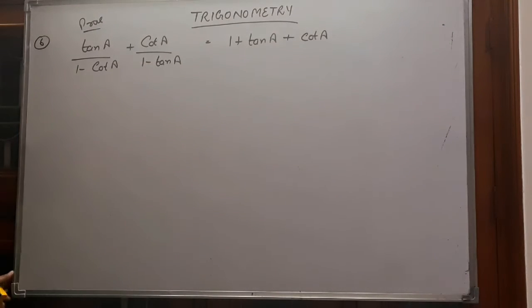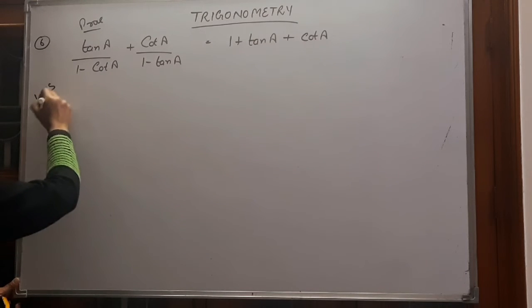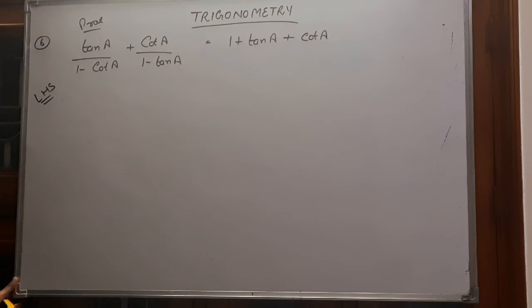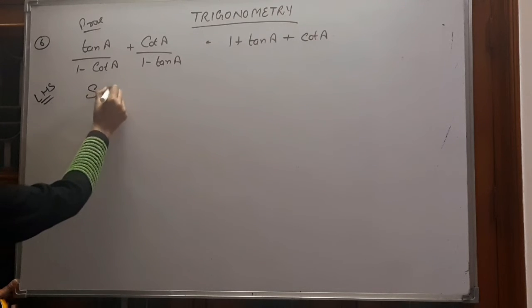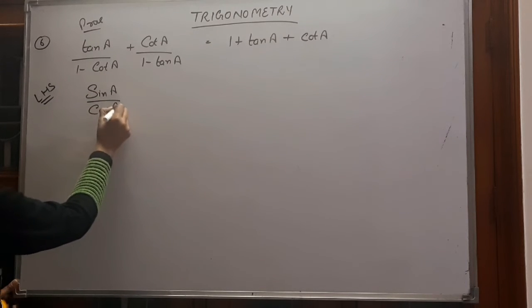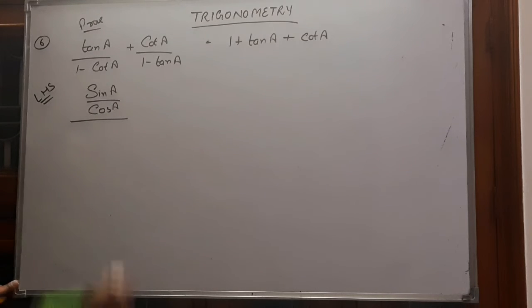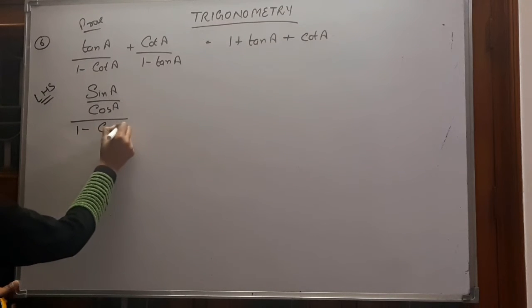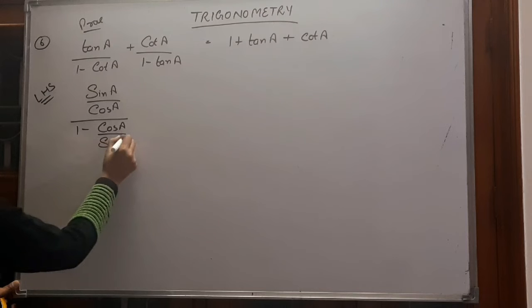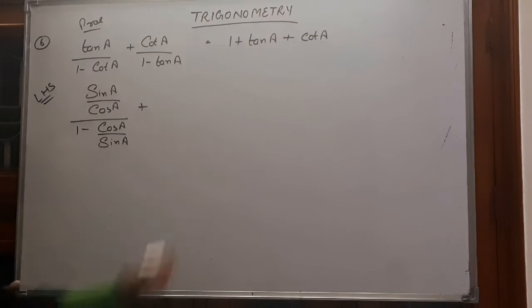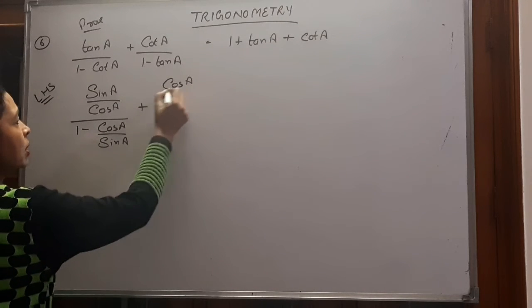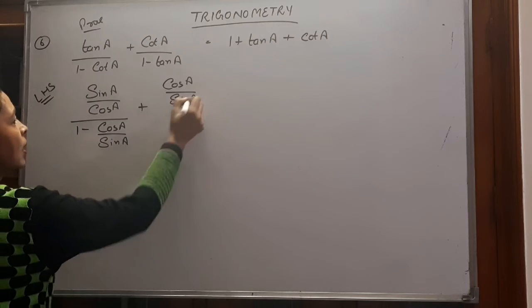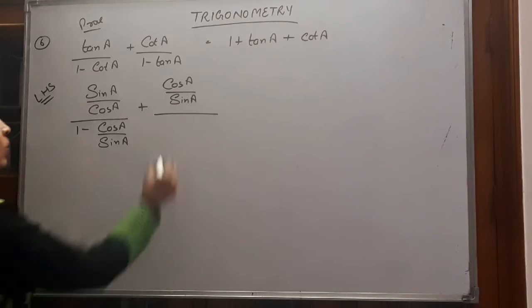Prove that tan A upon 1 minus cot A plus cot A upon 1 minus tan A equals 1 plus tan A plus cot A. We are taking the left hand side. What is tan A? Sin A upon cos A. What is cot A? Cos A upon sin A. Cos A upon sin A upon 1 minus tan A.